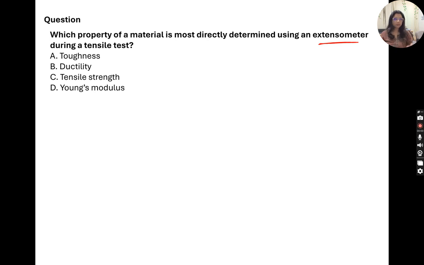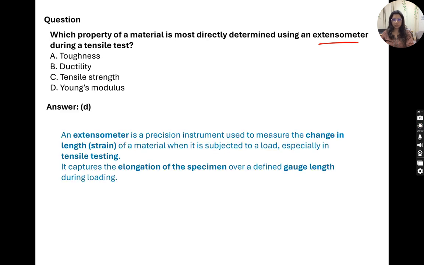Okay, moving forward to the answer. The most directly determined material property measured by an extensometer is D, which is Young's modulus. So the extensometer is a precision instrument.